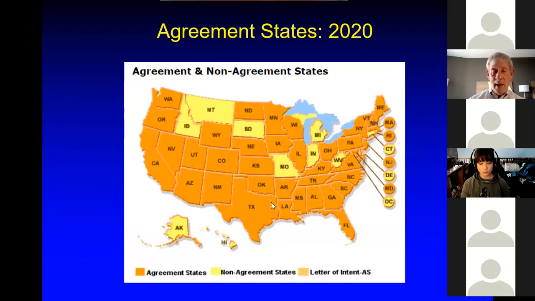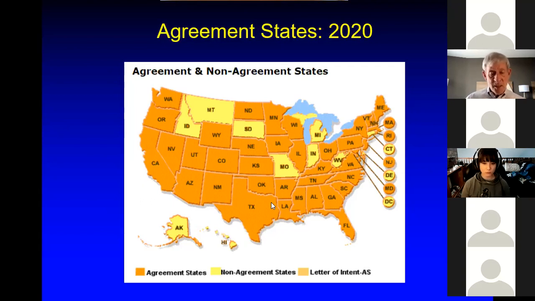Here's a pretty current map. And you can take a look and see. I know there are Texas people here. There's some people from Connecticut. Connecticut's an NRC state. There are Florida people. That's an agreement state. Everything that is that orange color is an agreement state. And those ones that are kind of yellowish looking are the NRC states.